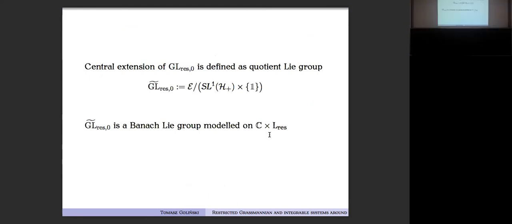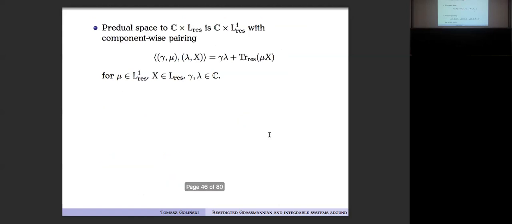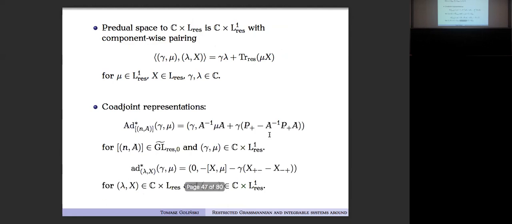So the central extension we get, and I would be really interested in the Lie algebra, is just L restricted times C with a certain cocycle, which is known as a Schwinger term because it's related to the physics of second quantization, to the behavior of an electron in some situations. In our case, it's just a trace of some components of the element, satisfies the cocycle property, and it can be used to define the bracket on the central extension of the L restricted algebra by C. Okay, and we can also write down the pre-dual space easily, with the usual pairing by trace. One has the adjoint and coadjoint representation in these settings.